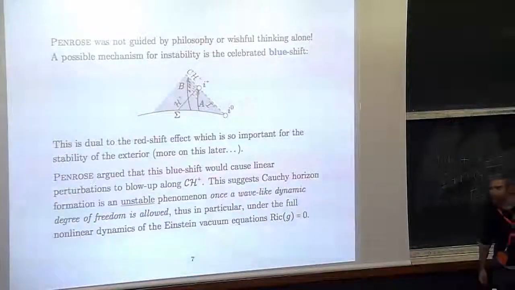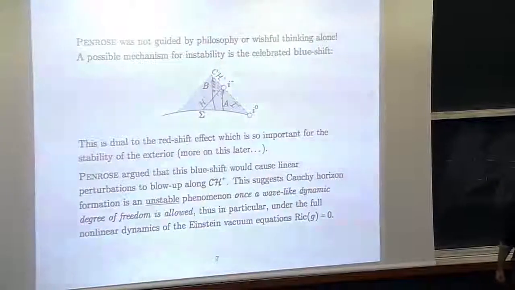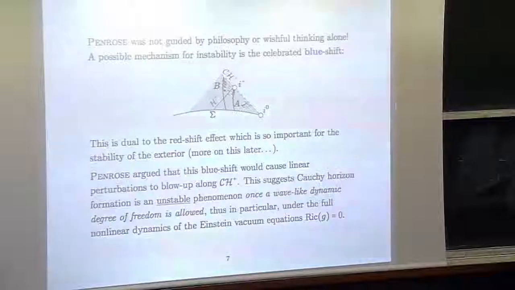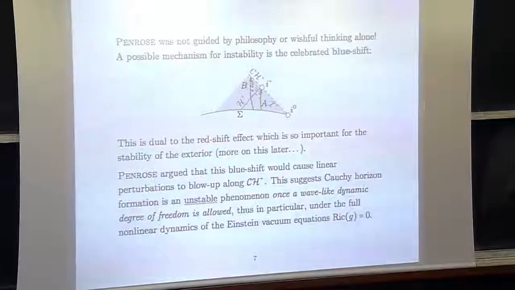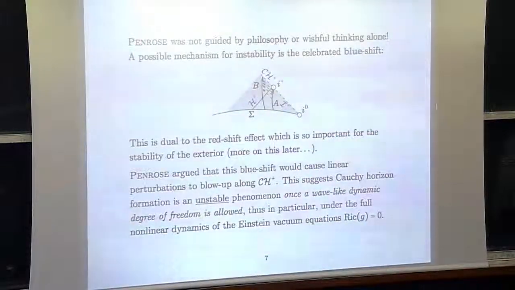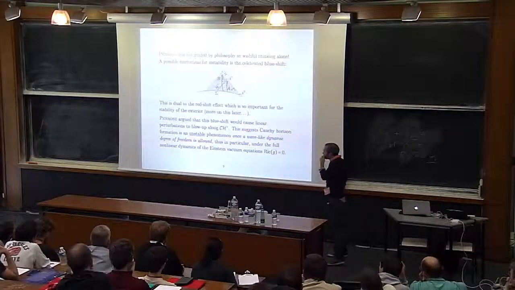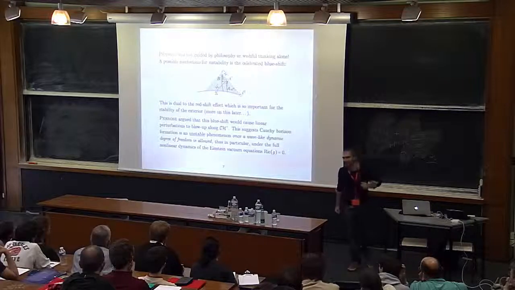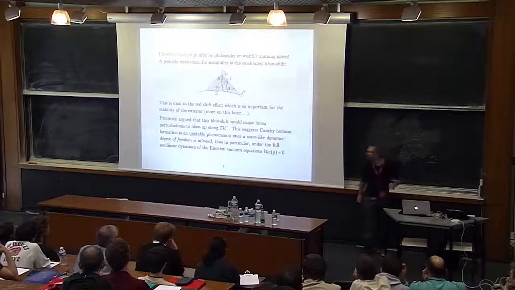All right. So well, we've all read our Marx, so we know the poverty of philosophy. Fortunately, Penrose was not guided by philosophy or wishful thinking alone in making this conjecture. It was not just because he wanted it to be true to sort of save the respectability of general relativity as a deterministic theory. But there is a sort of possible mechanism that he first identified that suggests that this could be true, and this is the celebrated Blueshift instability. This is in fact dual to the Redshift stability mechanism that Maciek discussed already in his talk.